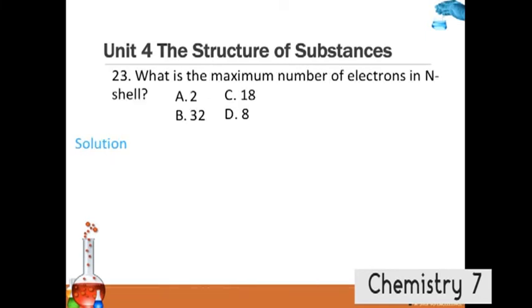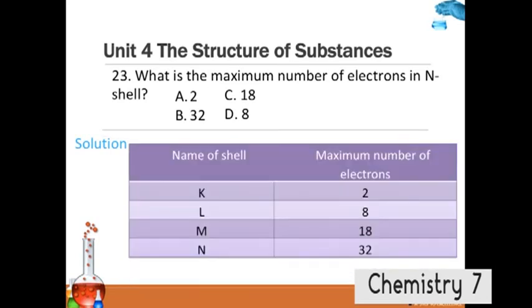What is the maximum number of electrons in the N shell? 2, 32, 18, or 8? In the K shell, there are 2 maximum electrons. In the L shell, there are 8 maximum electrons. In the M shell, there are 18 maximum electrons. In the N shell, there are 32 maximum electrons. So the answer is B, 32.